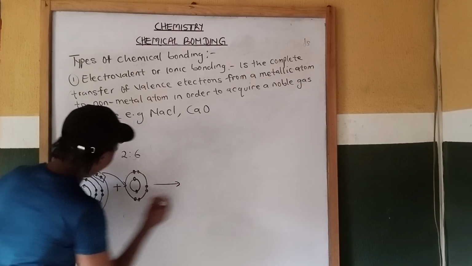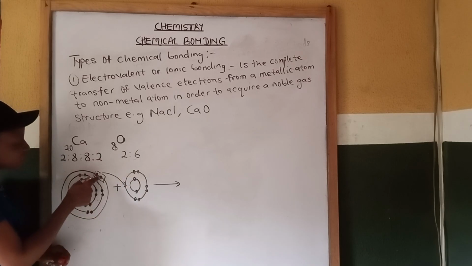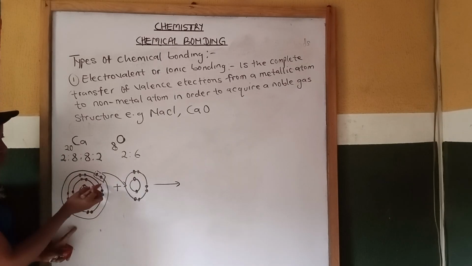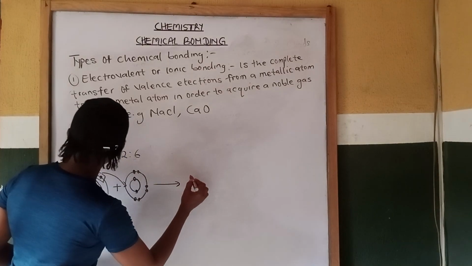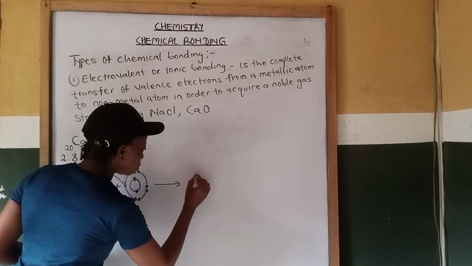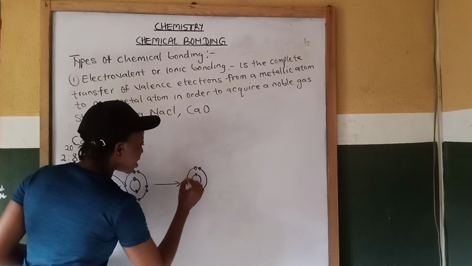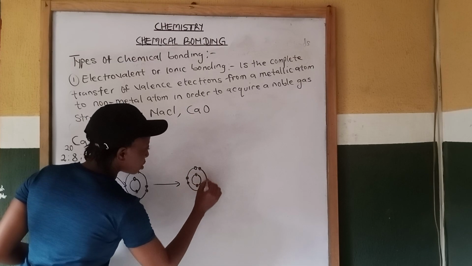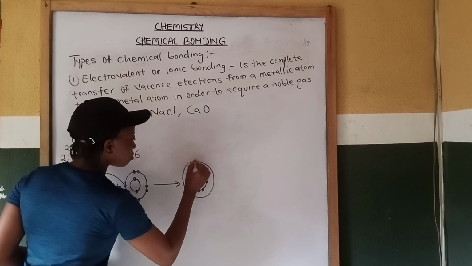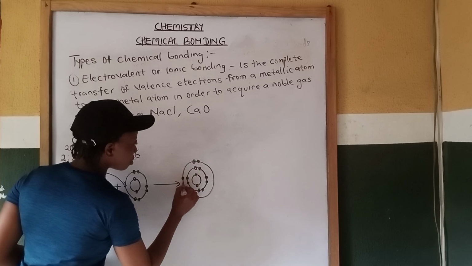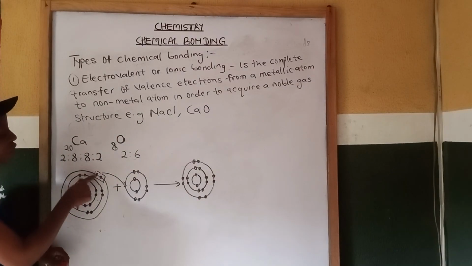And so our product now will be, when this one gives out 2 electrons to oxygen, the outermost shell will be eliminated. So this last shell will go out, and it will reduce to 2, 8, 8. So the structure for calcium will now be 2, 8, 8. Then the last 8. So it has donated 2 electrons.